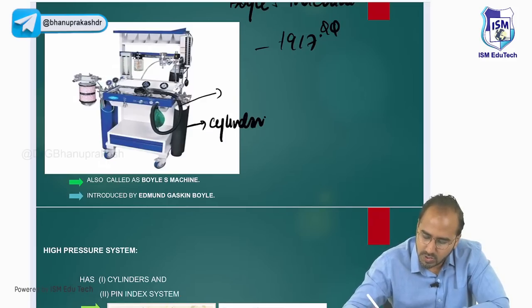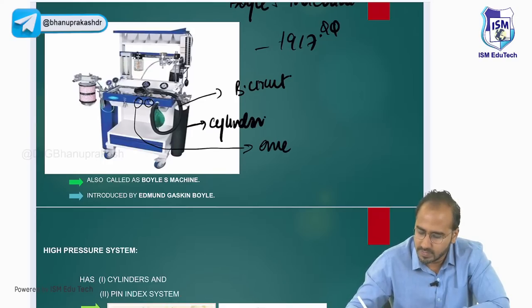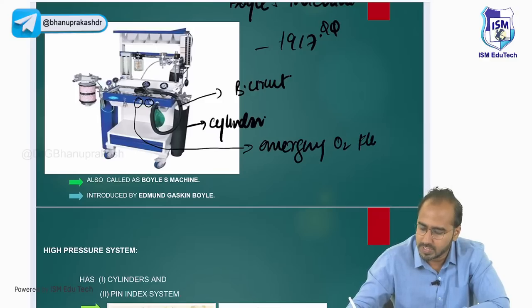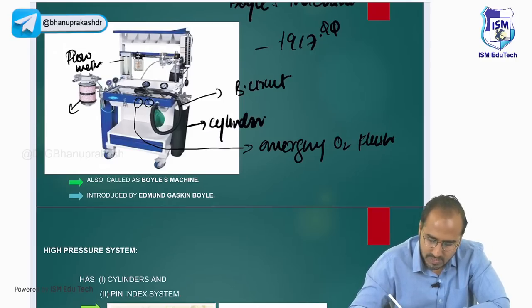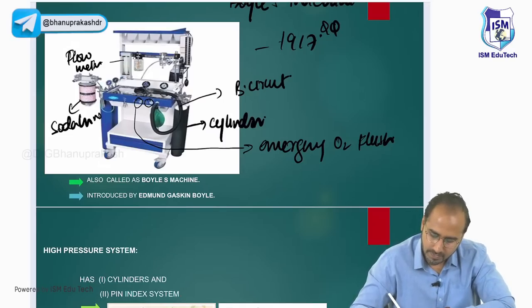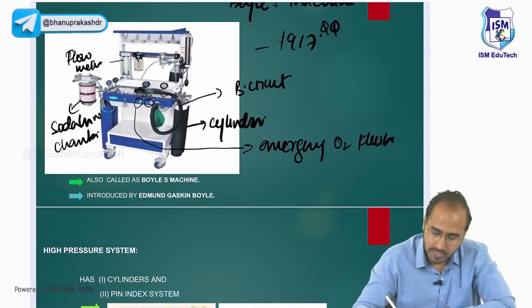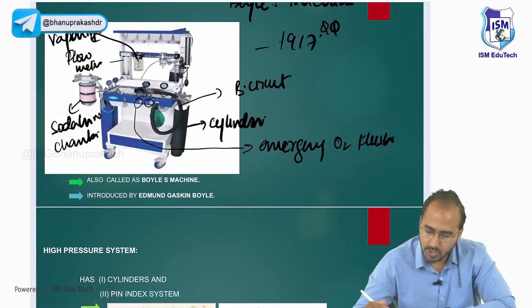Apart from the cylinder, what are the other things? This black pipe of the machine is called a breathing circuit. Just beside the breathing circuit, you see a small button, which is called the emergency oxygen flush, or emergency O2 flush. Then this is called the flow meter. This is called the soda lime chamber. This structure is called the vaporizer.